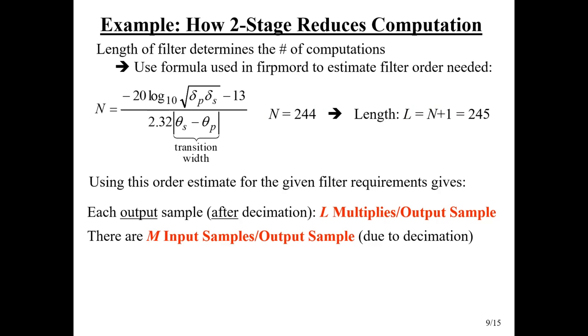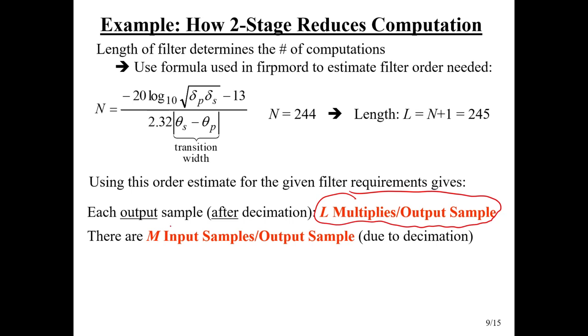So if we use this order estimate, we can get an idea of how many computations we have to do. And we're just going to count multiplies, and we're going to count the multiplies for each output sample after the decimation. So that assumes that we're playing the game of when we're using a filter to do decimation, we just don't compute the ones that are ultimately thrown away. So we talked about that before. So that's why we're doing this after decimation. That means that we'll need L multiplies per output sample, as I alluded to before.